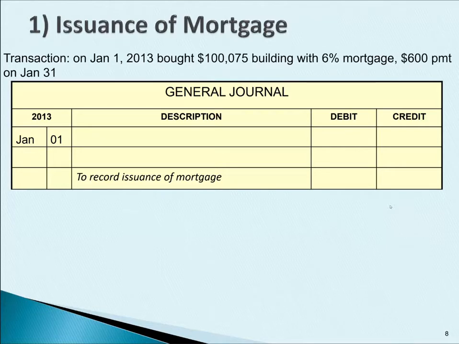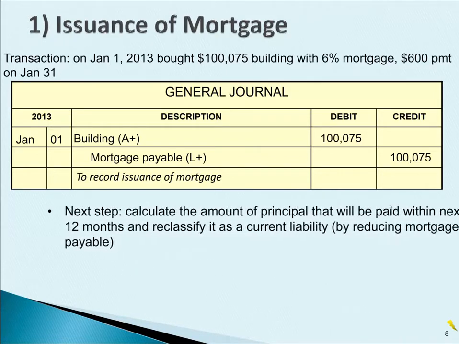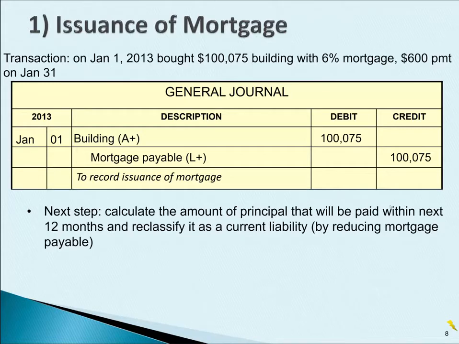So here's the journal entry to issue the mortgage. We get the building, and remember it's an asset and it's going up. It's $100,075, and now we have a liability called mortgages payable. The liability is increasing, and that's going to balance our transaction. Before we do our payment, we have to do an amortization schedule. And we will figure out how much principal is due within the next 12 months, and that will be considered the current portion of the liability.